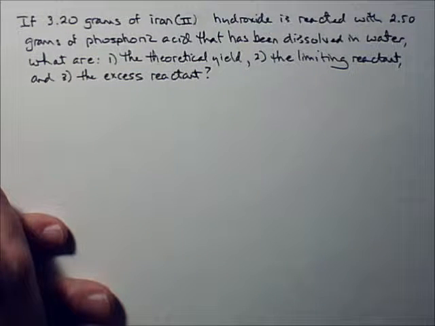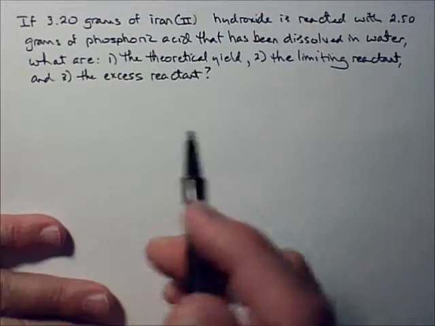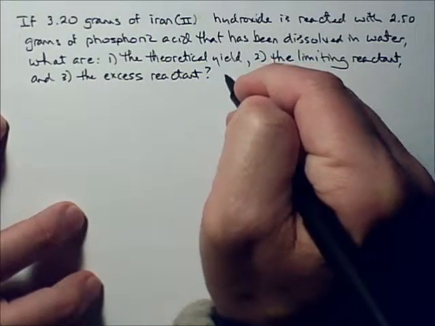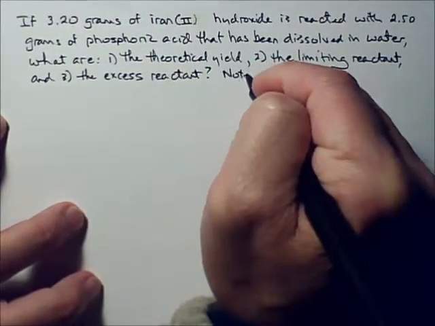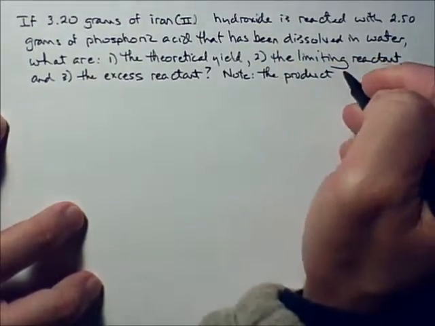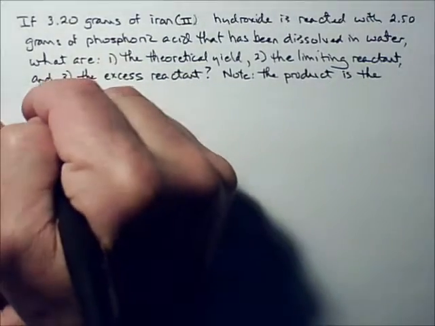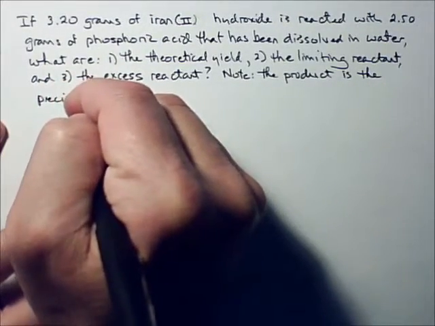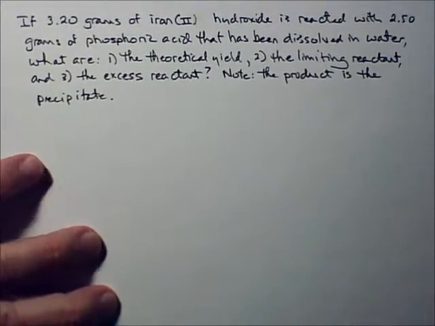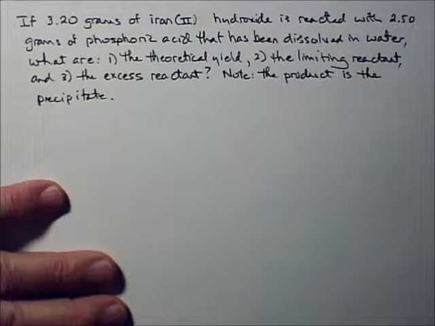And we're going to solve this problem by doing two different but related mass-to-mass calculations. Alright? Got me? So, the product here is the precipitate because it's the thing that we can collect, like you did in the lab.